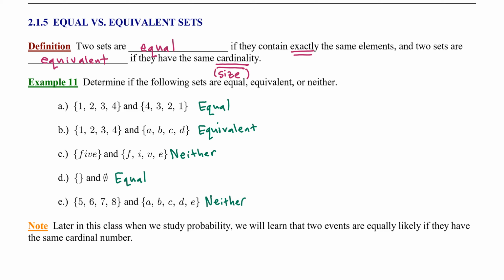Note, later in this class, when we study probability, we will learn that two events are equally likely if they have the same cardinal number. So a lot of the concepts that we are learning in Chapter 2 will form the foundation for logic in Chapter 3 and also probability in Chapter 11.